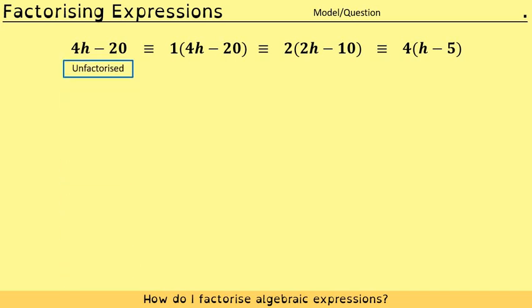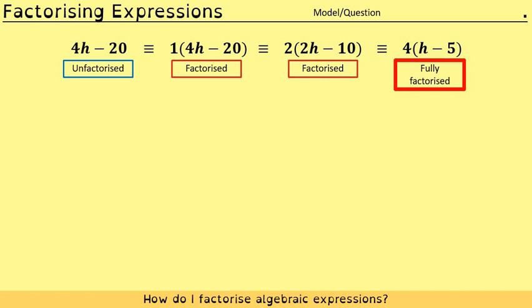Now, 4h take away 20, as it is right there, is an unfactorised expression. There are no brackets in that expression. The later expressions that have brackets in them are exactly the same as 4h take away 20, but they are factorised. So 1 bracket 4h take away 20 is factorised. 2 bracket 2h take away 10 is factorised. And then the last one, 4 bracket h take away 5, is factorised, but this we would say is fully factorised. Let's look at another example.